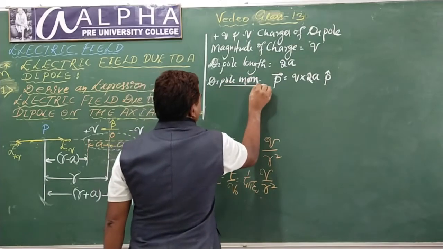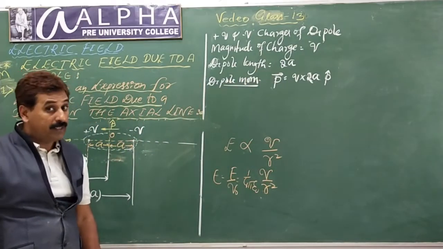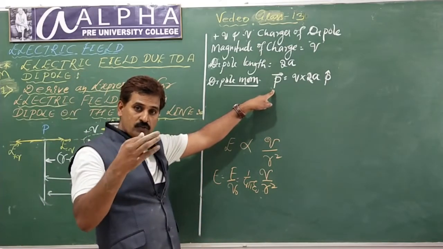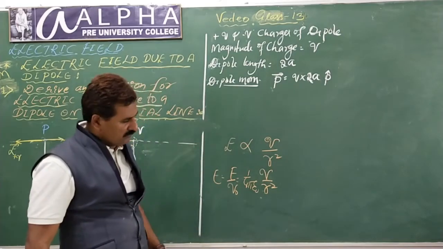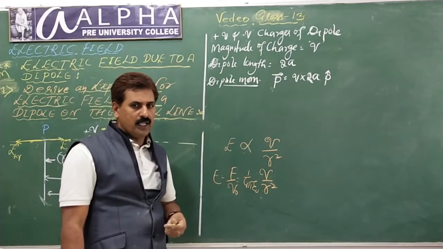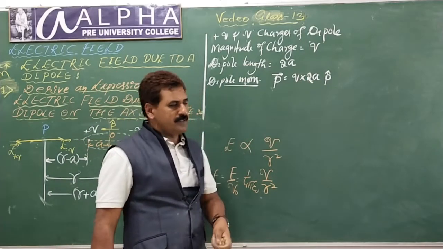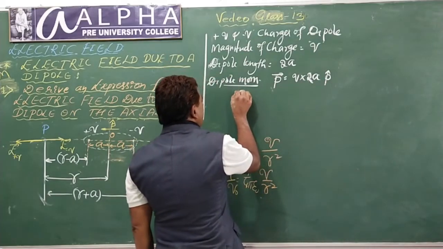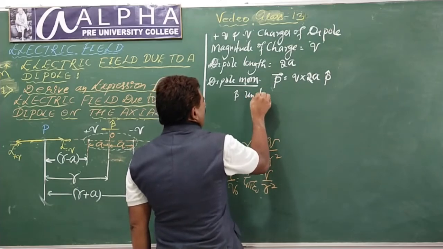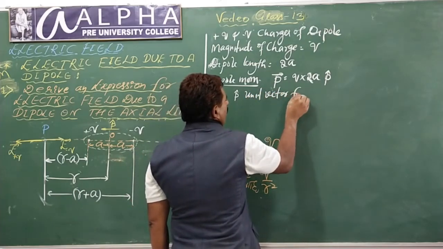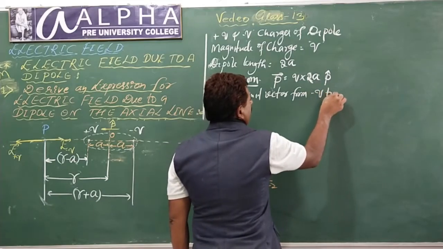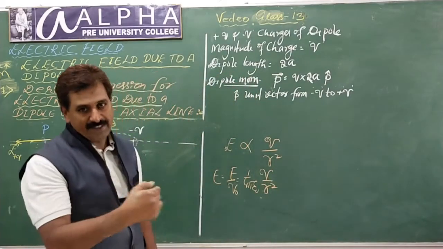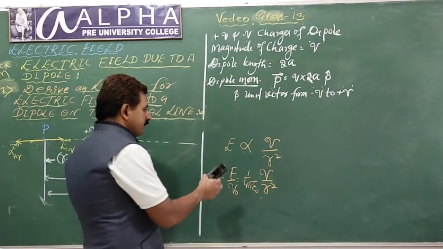Dipole moment. It is moment, not momentum. Don't get confused with P for pressure. We usually write pressure P only, but in this context, it is dipole moment: product of charge and separation between the charges. And P is the dipole unit vector. What is the direction of the unit vector? From minus Q to plus Q. I explained why: the electric field is in this direction, minus Q to plus Q.